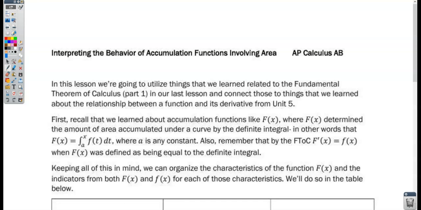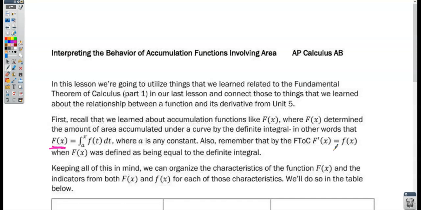It says here we're going to utilize things that we learned related to the Fundamental Theorem of Calculus, part 1, in our last lesson, and we're going to connect those to things that we learned about the relationship between a function and its derivative from Unit 5. Remember, we learned about accumulation functions like capital F of x, which determine the amount of area accumulated under a curve by the definite integral, the integral from a to x of f of t dt. Also remember, by the Fundamental Theorem of Calculus, that the derivative of capital F of x is equal to lowercase f of x.